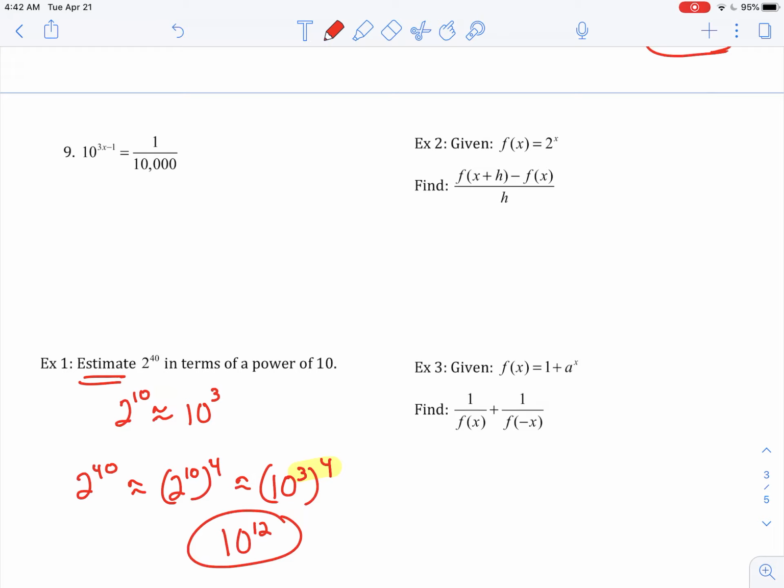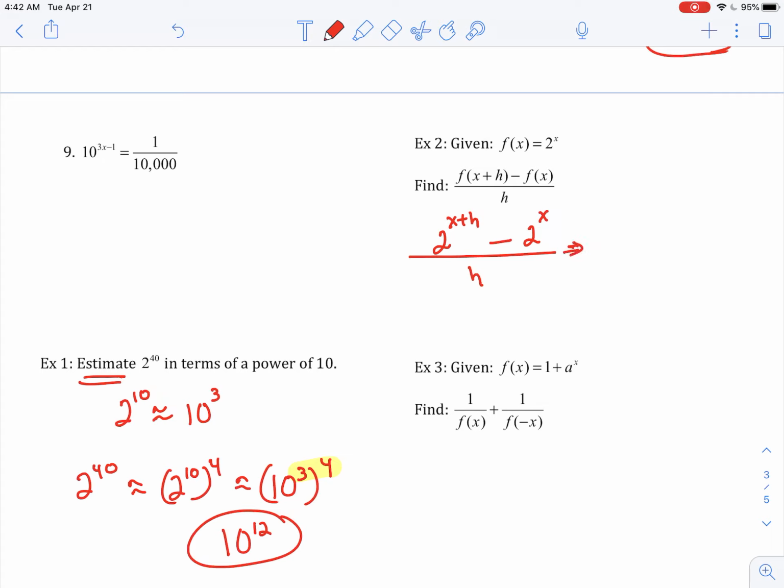So f at x plus h, our top left, tells us to go to that function, replace x with the quantity of x plus h. So that would be 2 to the x plus h, minus the function itself, which is just our 2 to the x, and then dividing that whole thing through by h.